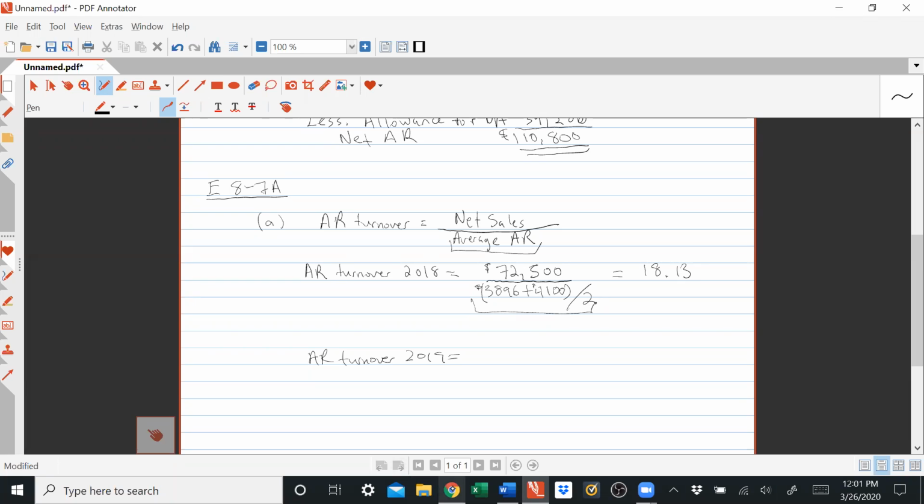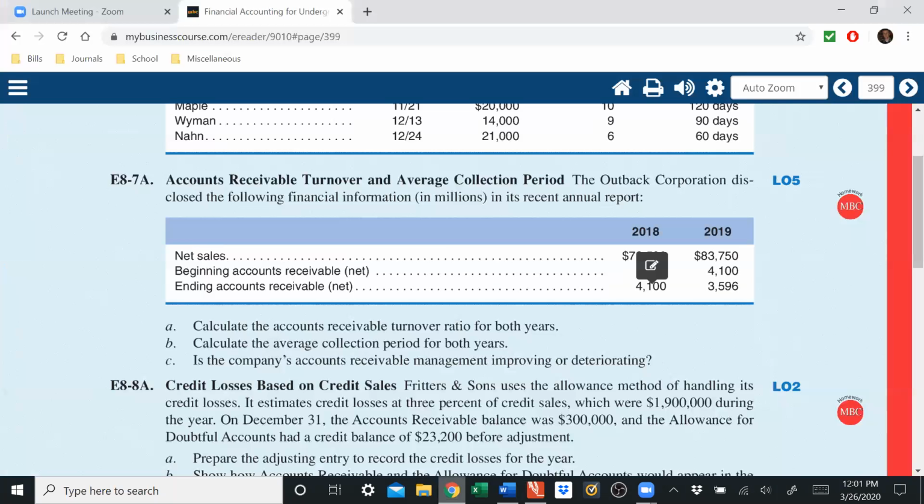I appreciate it. AR turnover 2019, we're going to take the net sales revenue in 2019 and divide it by the average of beginning and ending accounts receivable for 2019.